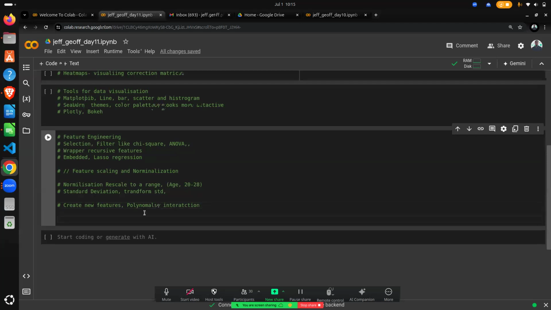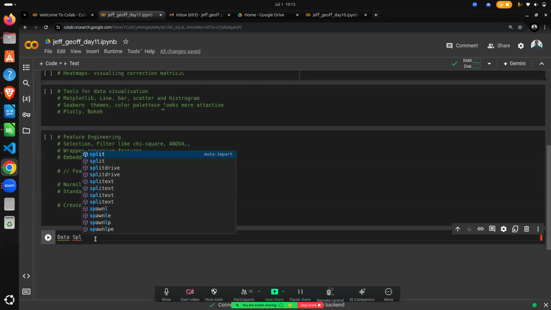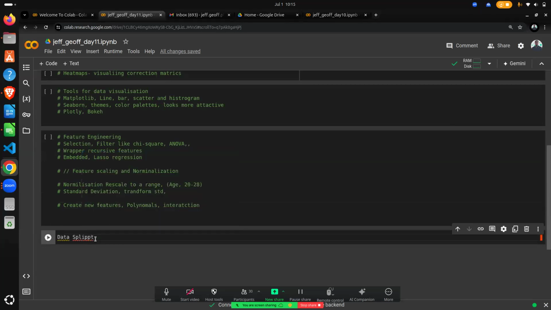Now let's go to what we call data splitting. Then I'll talk about supervised learning, then we shall look at one example. Now, data splitting. I want to make this clear.